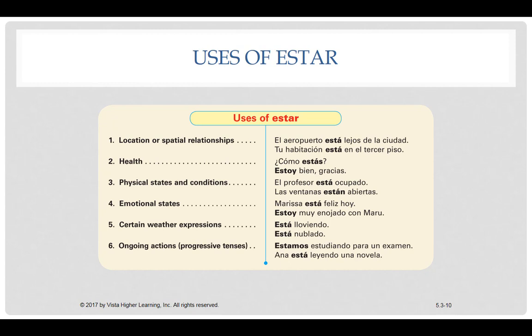Look at your screen and listen as we review the uses of estar and several examples of each. Location or spatial relationships. El aeropuerto está lejos de la ciudad. Tu habitación está en el tercer piso. The airport is far from the city. Your room is on the 3rd floor.